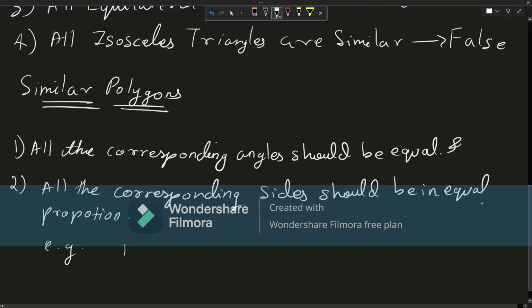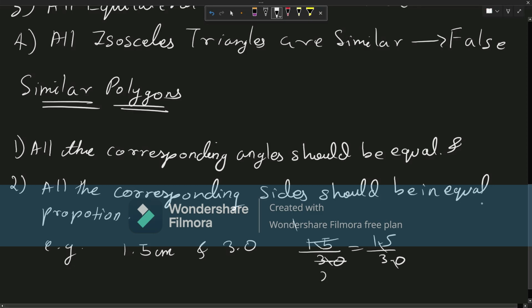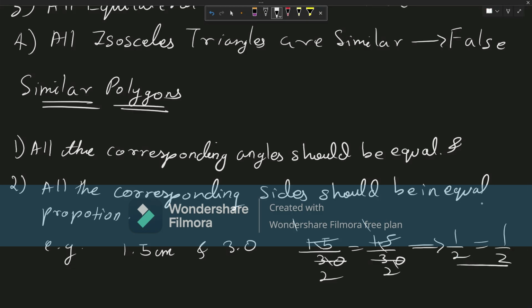Now let's give an example. Suppose this small polygon has all sides 1.5 centimeters, and the other, bigger polygon has sides of 3. So we will divide them. 1.5 upon 3.0. You cancel the dots like this. So 15 ones are 15, 15 twos are 30. So aren't they in equal proportion? Yes, they are. That means they are similar polygons.